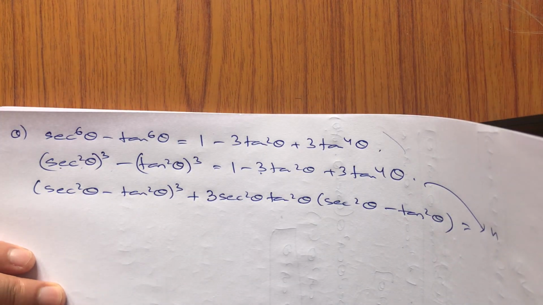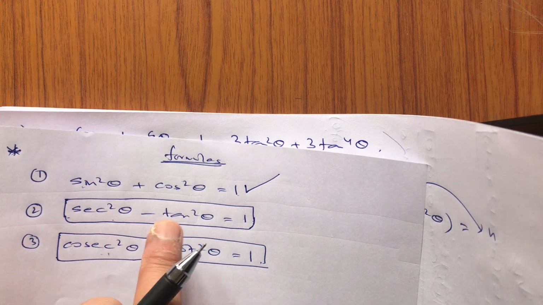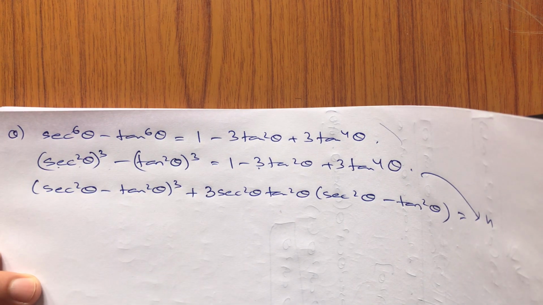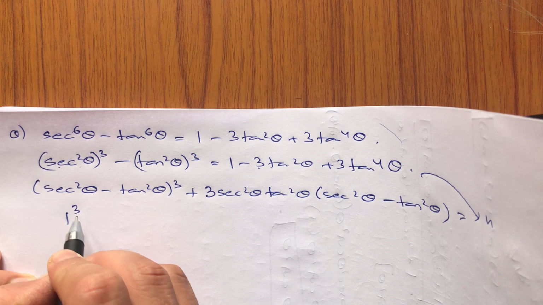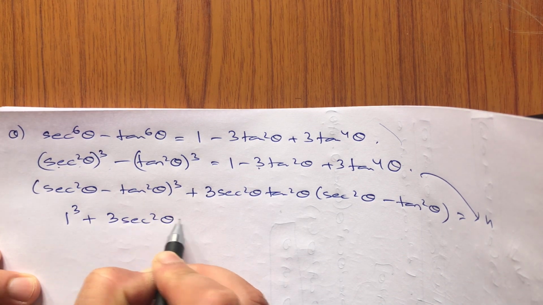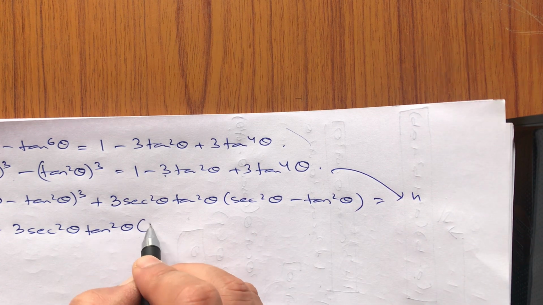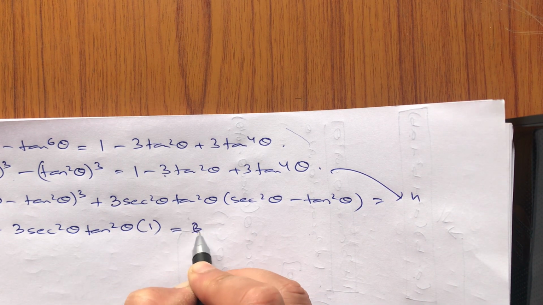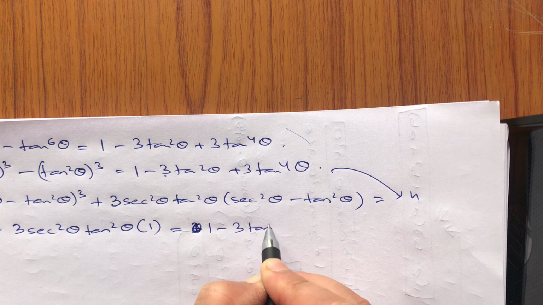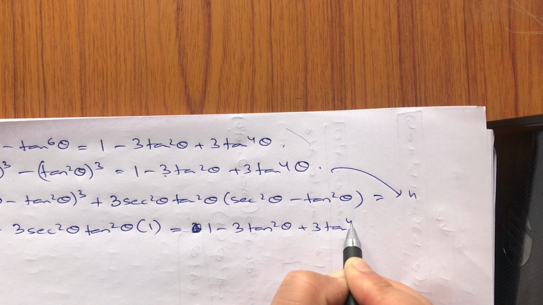Now we already know that sec square theta minus tan square theta is equal to 1. So I write 1 cubed plus 3 sec square theta tan square theta, and this bracket is also equal to 1. So I write equal to 1, and the right hand side I write as it is, 3 tan square theta plus 3 tan to the power of 4 theta.